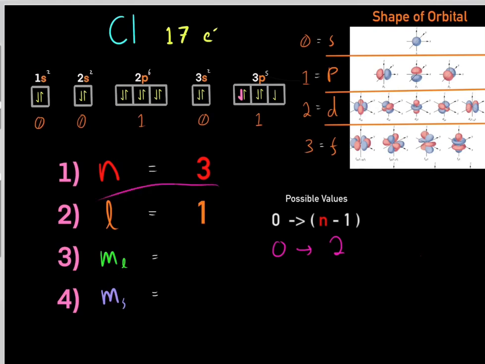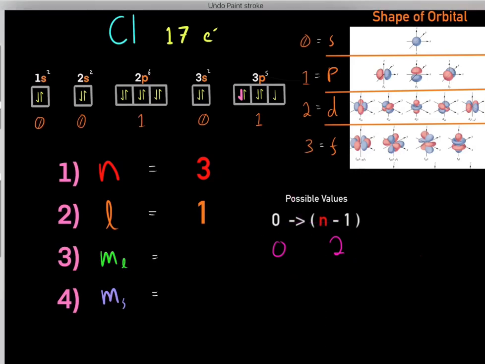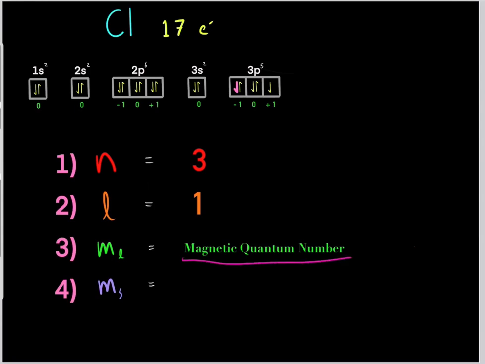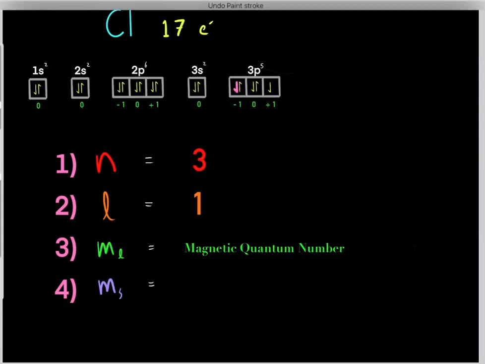And we see our azimuthal quantum number we determined was 1. And we see that's feasible. 1 falls under 0 to 2. So we see this is a feasible azimuthal quantum number. So we know with confidence this is probably the right answer. So how do we determine the magnetic quantum number of this particular electron?